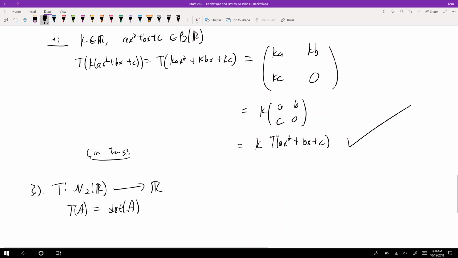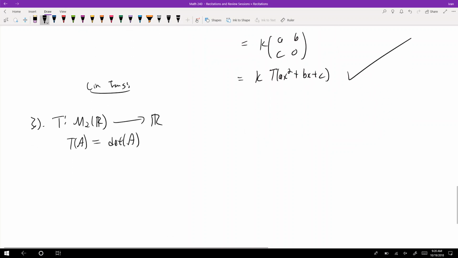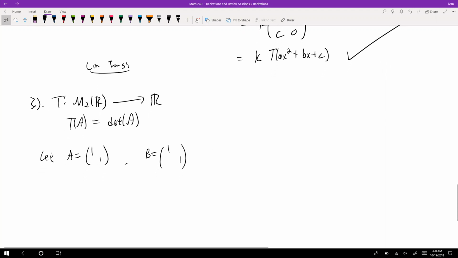So either closure under addition or scalar multiplication has to fail. Closure under addition for the identity. Okay, so that one works, so why don't we do that one then? Let A equal [1, 1] and B also be [1, 1], the identity matrices. Nothing's stopping us. Well, T of A plus B is equal to T of [2, 2].